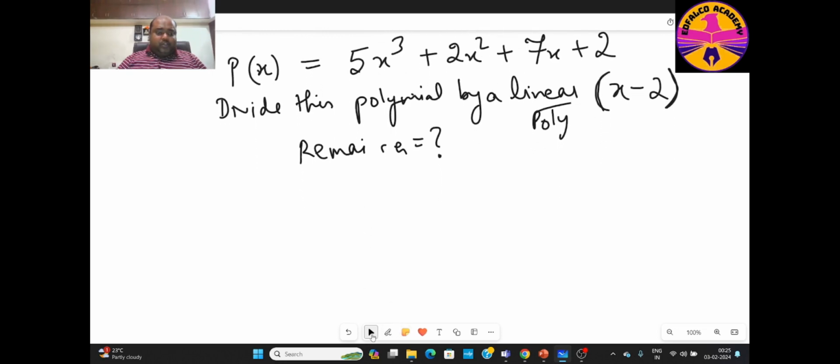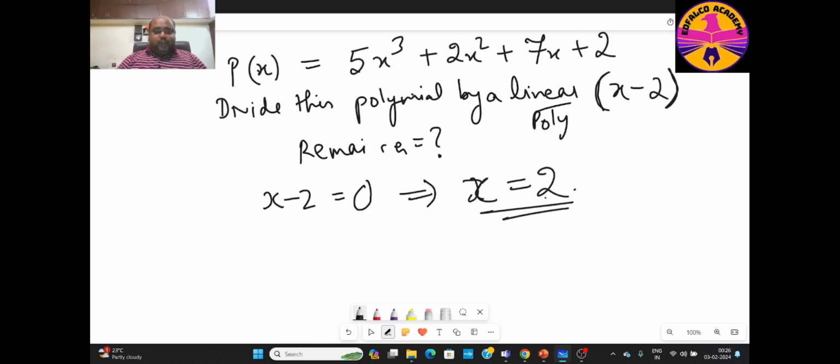So now this is the question: if this polynomial is to be divided by this linear polynomial x minus 2, what will be the remainder? What the theorem is telling is, you equate x minus 2, which is basically the divisor, the one that is going to divide that p(x) polynomial, to 0 first, and see what value of x comes out. If you equate x minus 2 to 0, you will get x is equal to 2, right? So it's simple.